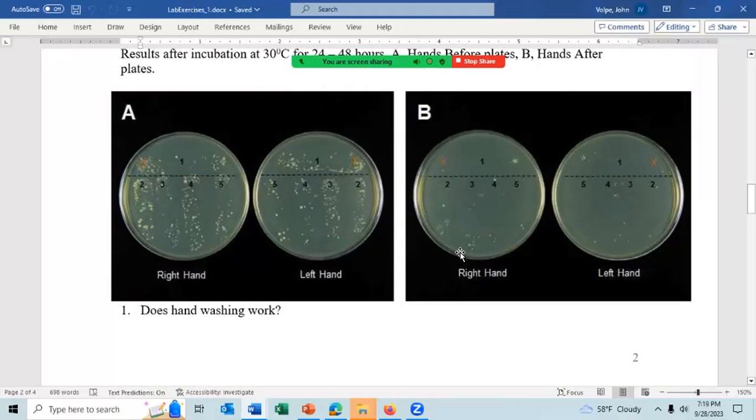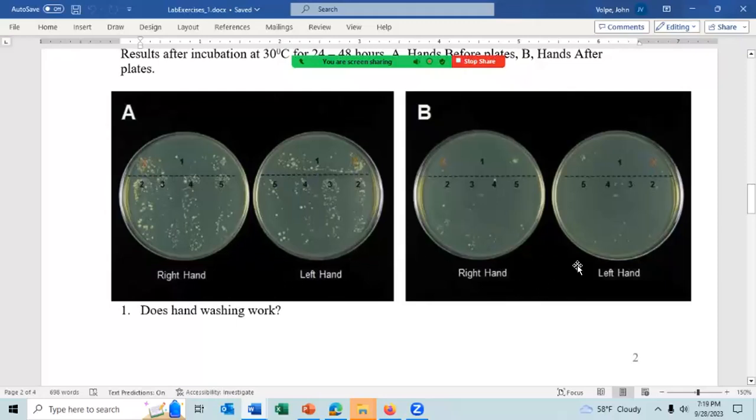The reason being is if you were to wash your hands and then have water on your hands and then touch the plate, the water will wick the bacteria from your hands onto the plate. And occasionally I had students who did that and they got more bacteria on the plate after they washed their hands. And then I discovered they hadn't dried their hands, and that's the reason why. Okay. But that's not what's going on here.